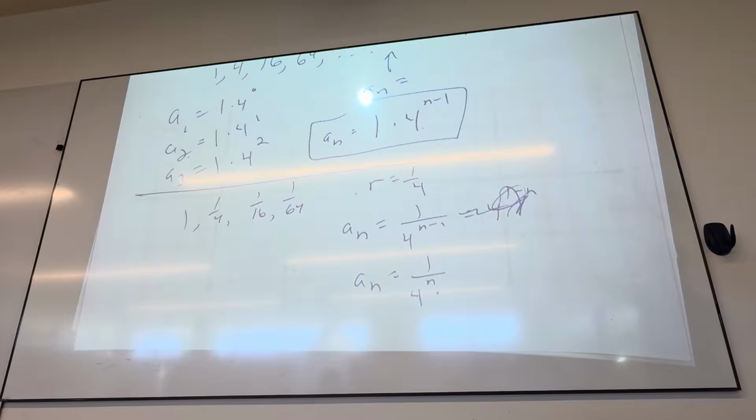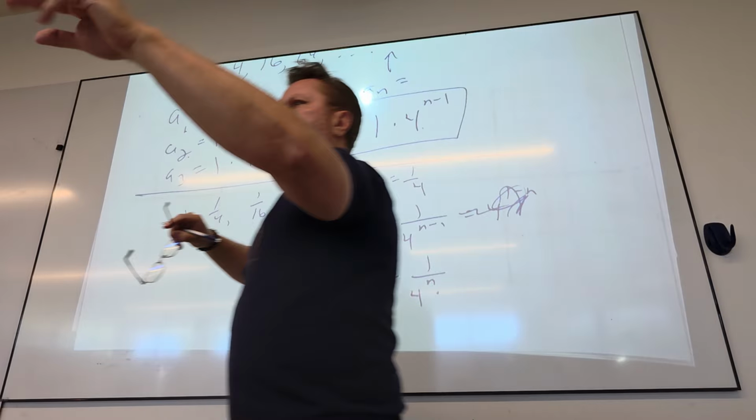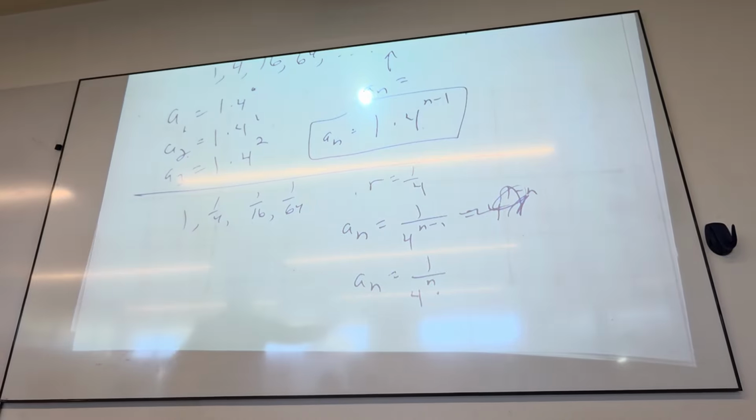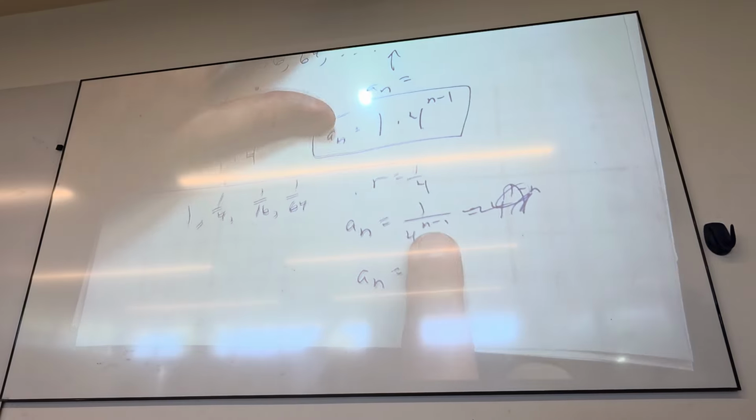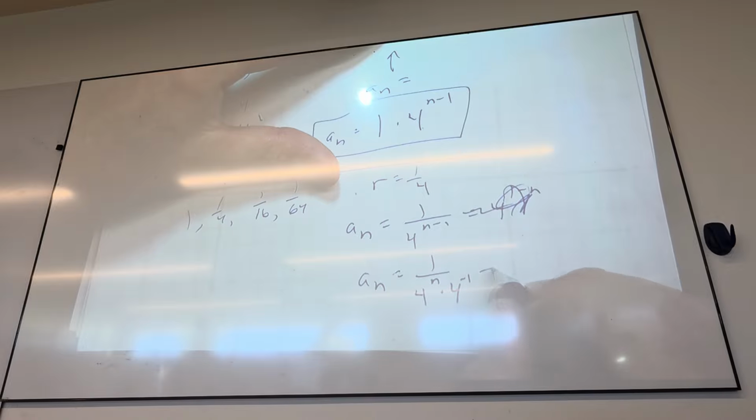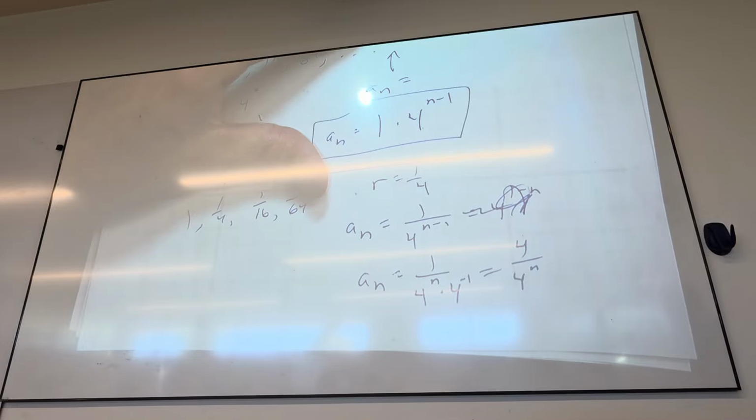You add them. When I have like bases and I multiply, what do I do to the powers? You add them. So if I have 4 to the n, it should have been times 4 to the what? So I end up with n minus 1. Negative 1. So this would be 4 over 4 to the n.